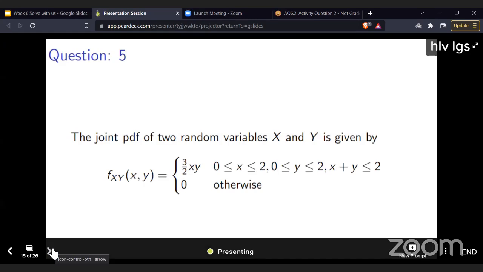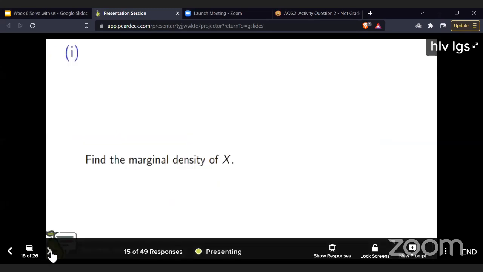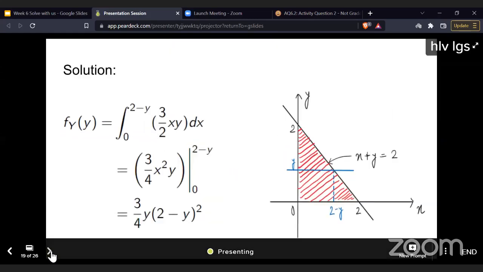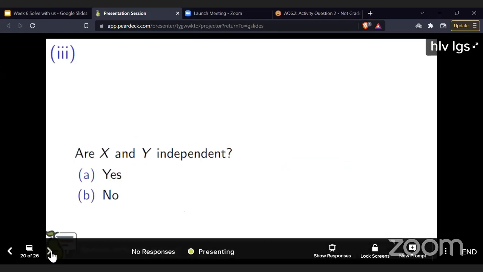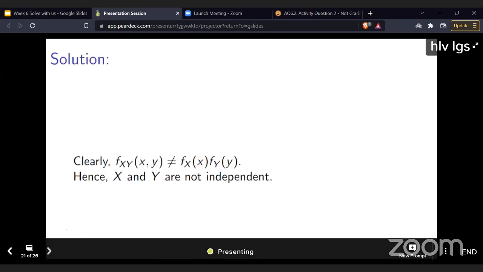So you try to multiply fx and fy and check whether it comes out to be 3 by 2 xy or not. If it is, then they are independent. Otherwise, they are not independent. We can check this one. Let's move to the next problem.